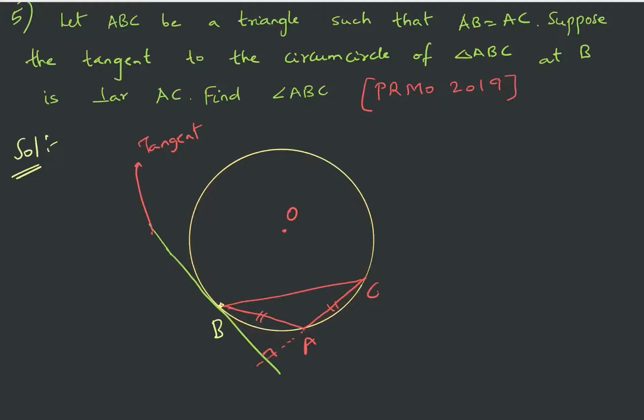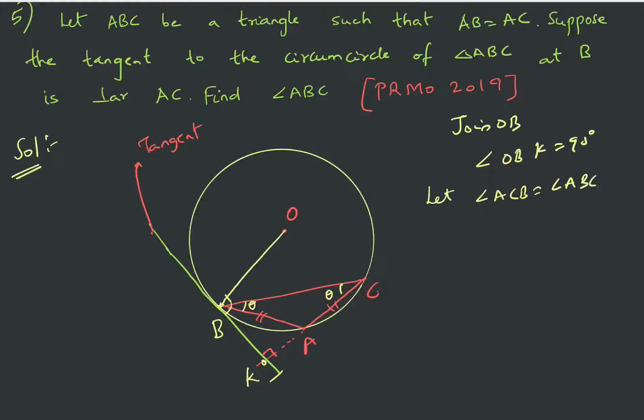Yes, so what I'm doing is I'm just joining this OB. Okay, so join OB. So let us say this point is some K. So clearly angle OBK is equal to 90. Since AB is equal to AC, let us say this angle is theta and this angle is theta. So let angle ACB equal angle ABC equal theta. Fine.